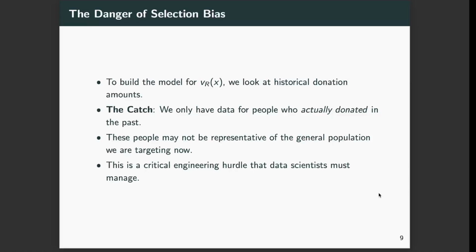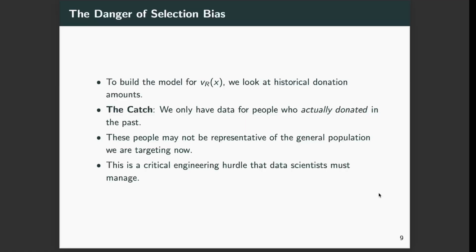Our historical donation records only contain data for people who actually donated in the past. People who received a mailing but did not donate are not in the historical donation dataset because there is no donation to record. So when we train our donation amount model, we are training it exclusively on a subset of the population that already chose to donate. These people who chose to donate in the past are very likely to be systematically different from the general population we want to target now.